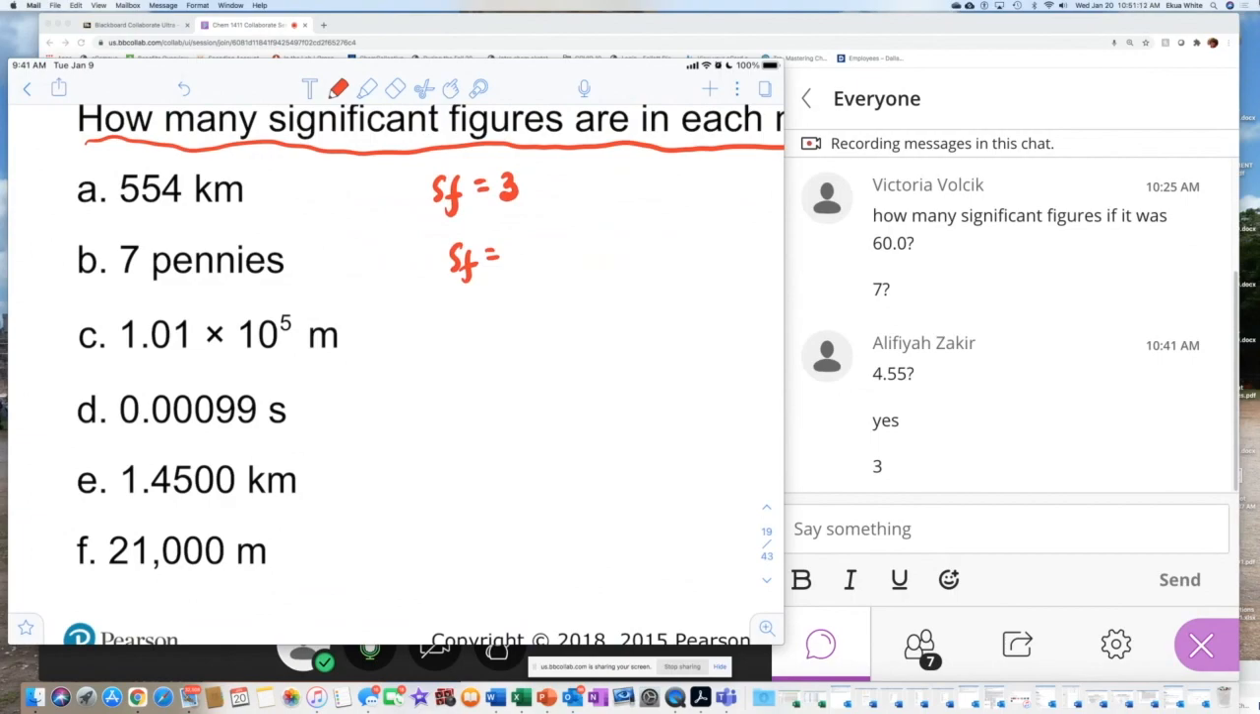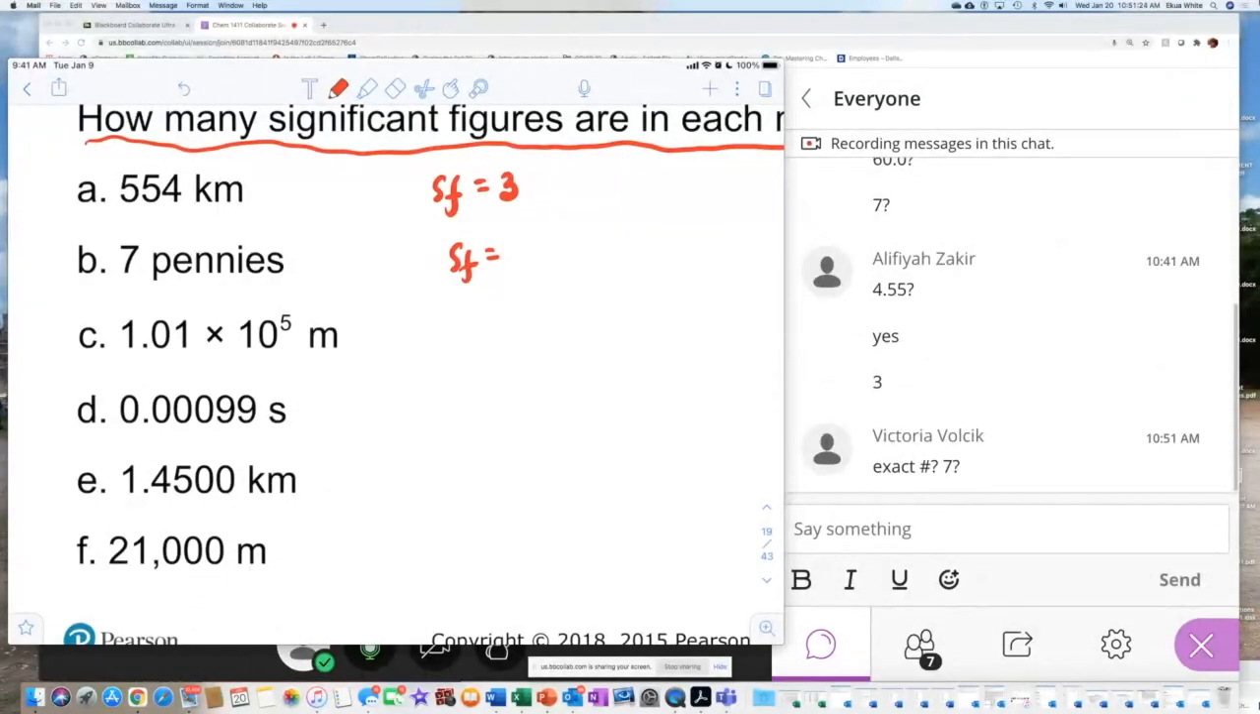Seven pennies. Any takers for that? I know if you're reading ahead, if you have the PowerPoint open and you're reading ahead, you see the answer they gave you, right? And they're saying this is an exact number.